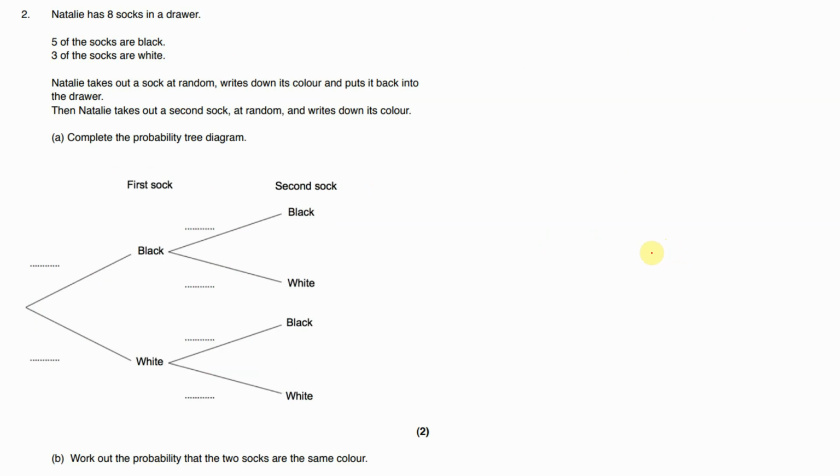So on to this second question. We need to calculate the probabilities ourselves. And the way you know it's an independent question is it will say something like this. So she takes a sock and she puts it back into the drawer. And what independent means is no matter which one we take from this first choice, it doesn't actually affect the probabilities in the second one.